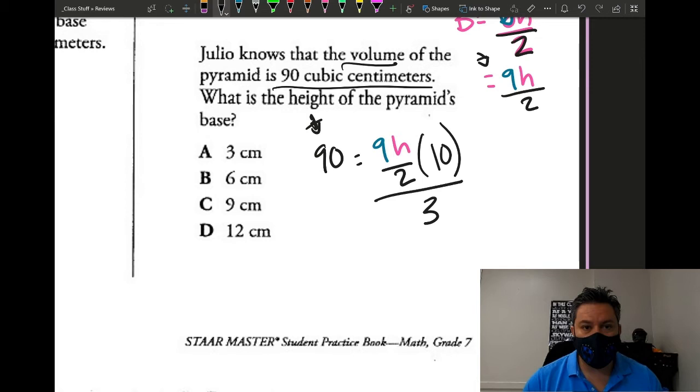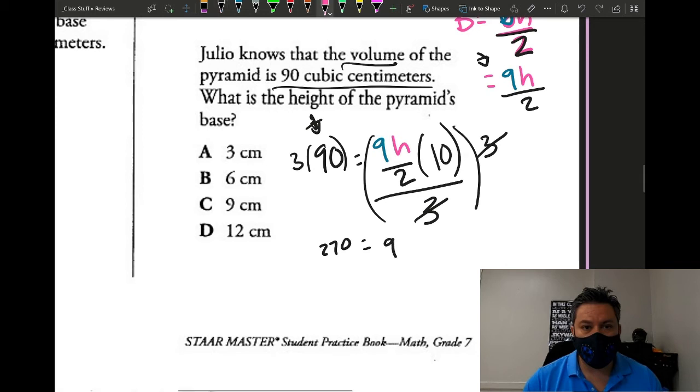So 3 is the first thing that is in our way, and it is dividing. So the first thing to do is multiply these two things by 3. This will cancel this out. 9 times 3 is 27 at the 0, so this is 270. And then you're going to be left with 9h divided by 2 multiplied by 10.